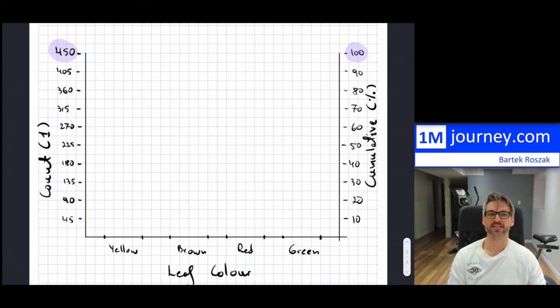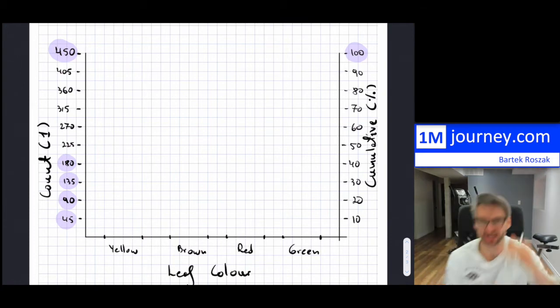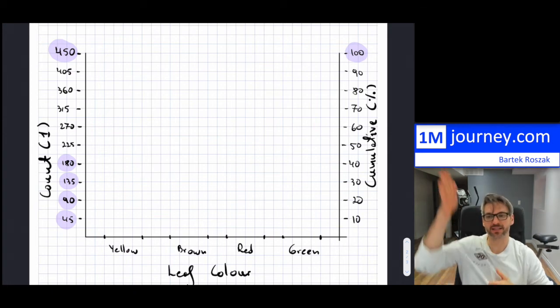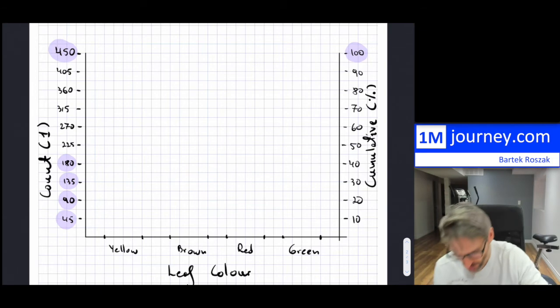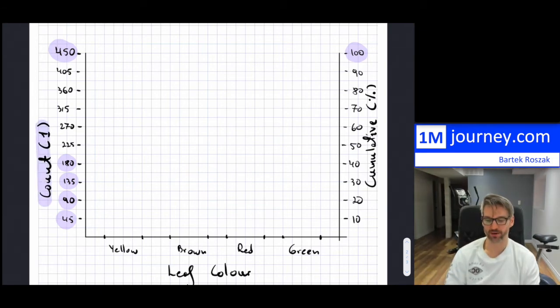Notice, because I scaled by 10%, 10% of 450 is 45. So notice what I started doing was, I said 45, 90, 135. I was just adding 45s. You will scale it how you like it, depending on the data that you have. But the key thing is the count goes on the left. So notice I put here count. In brackets, I put 1 because we're just counting by ones.